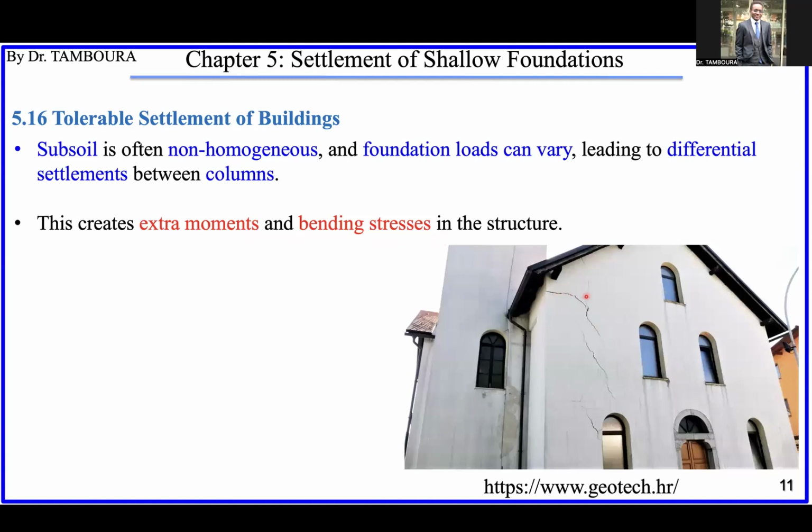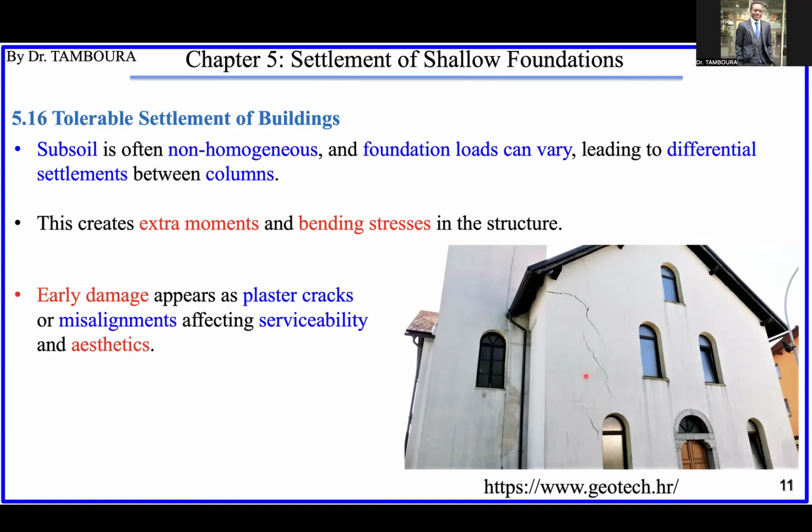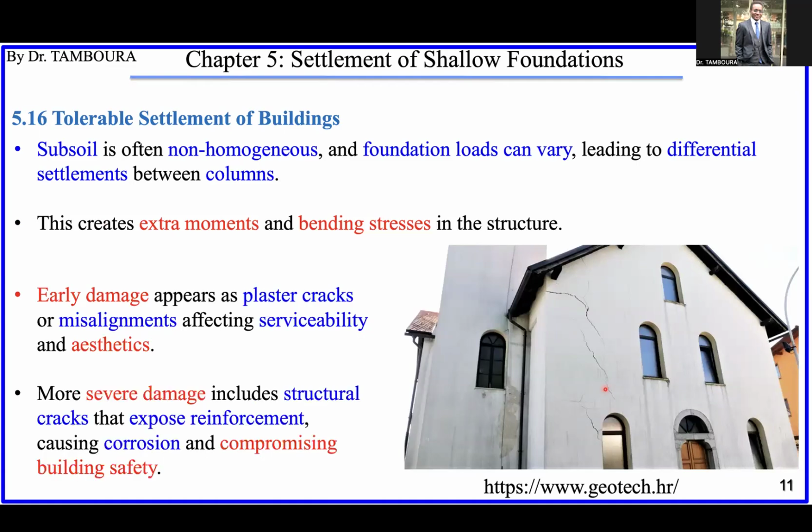you will start getting this kind of cracks. Okay, for the early damage, you will see some plaster cracks. Okay, some misalignment affecting some serviceability and aesthetic. Okay, maybe the building is still safe, but maybe not anyone is willing to go inside. Some people will be afraid to enter.